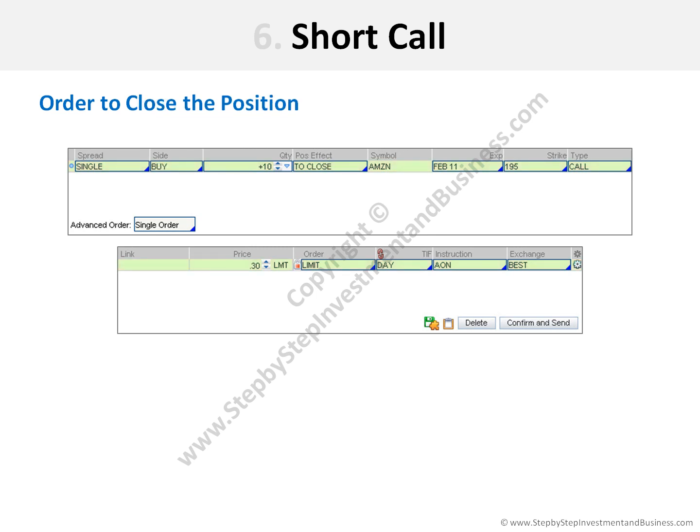Here is an example of the order we must enter to close the position. It consists of buying the 10 Amazon calls that we had sold. In the side column, we select the action Buy to indicate the purchase of options, and in the Position Effect column, we select the option to Close to indicate that we want to close an existing position. The entered price is 30 cents, and the order type is Limit. That is, we want to buy the options at a maximum price of 30 cents.